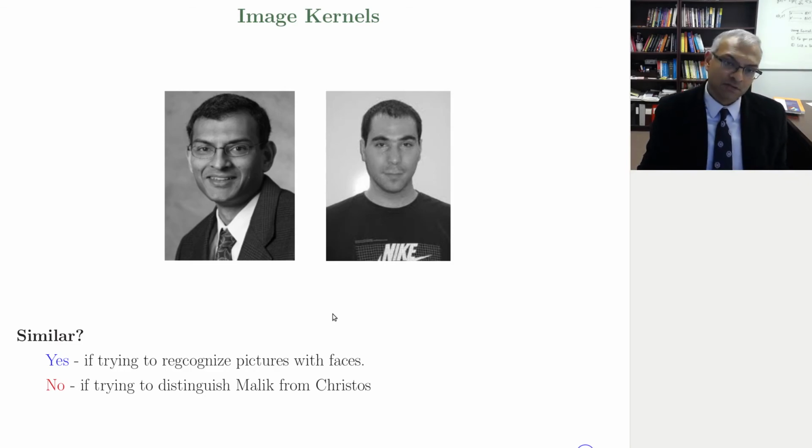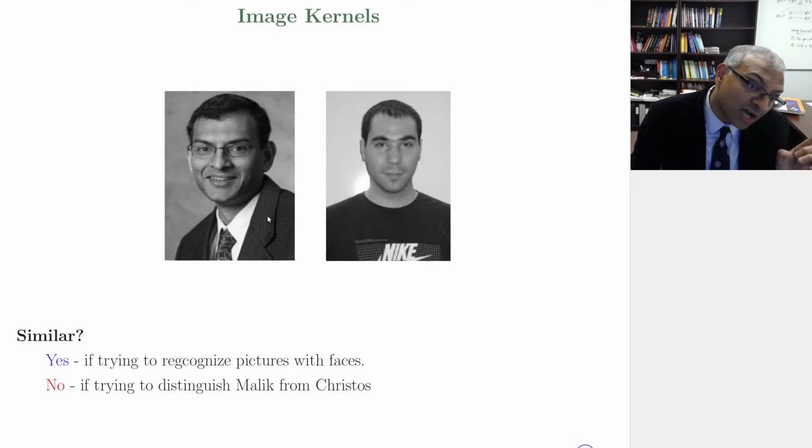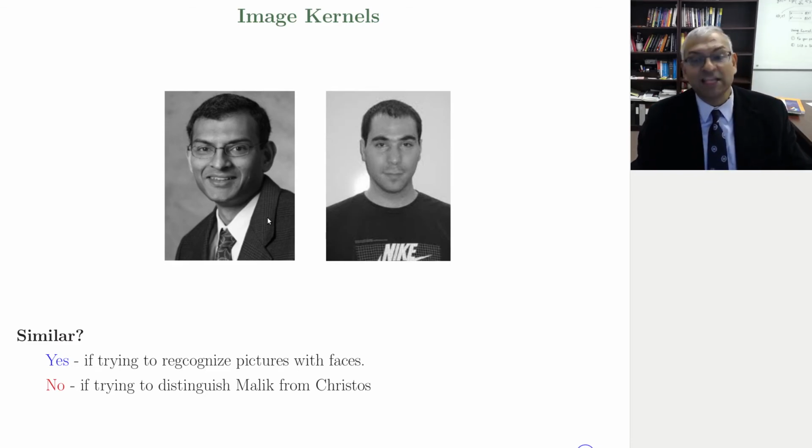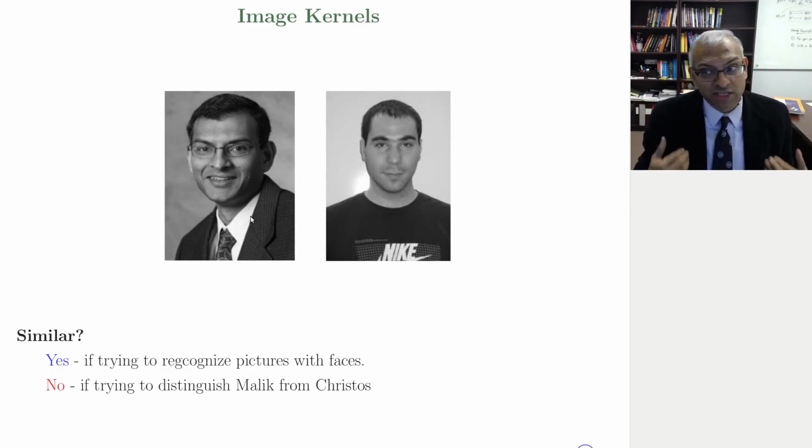Okay. And once you have that kernel, boom, you can run the support vector machinery, the kernel machinery, get the optimal classifier, get the support vectors, the important data points, and be ready to classify. On the other hand, these two images are not similar if the task is, let's say, access control, and you are trying to distinguish Malik from Christos. Then these two are not similar. So you need a much more detailed measure of similarity. The kernel would have to get more intricate.